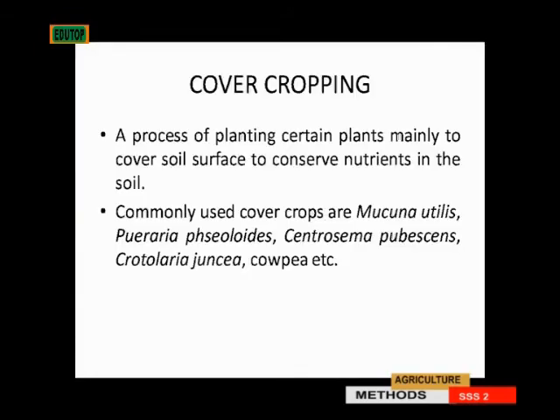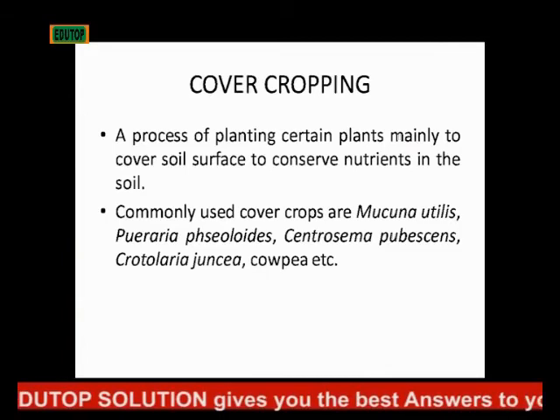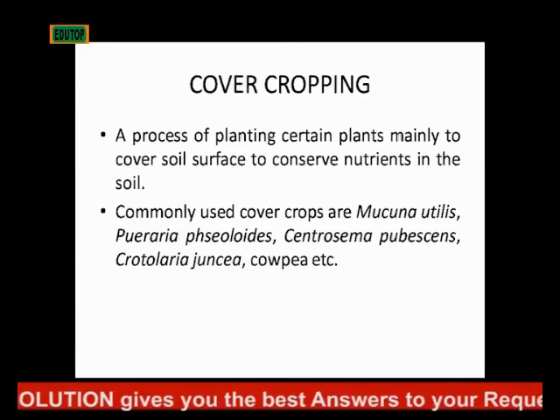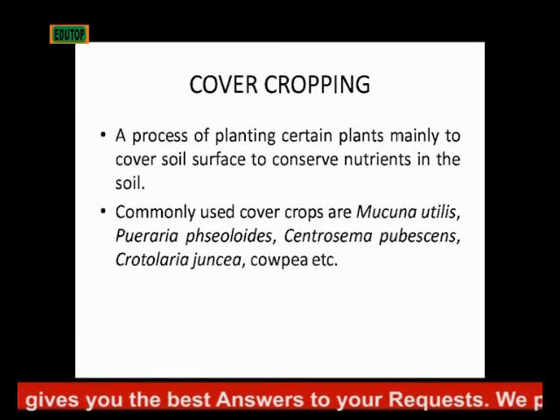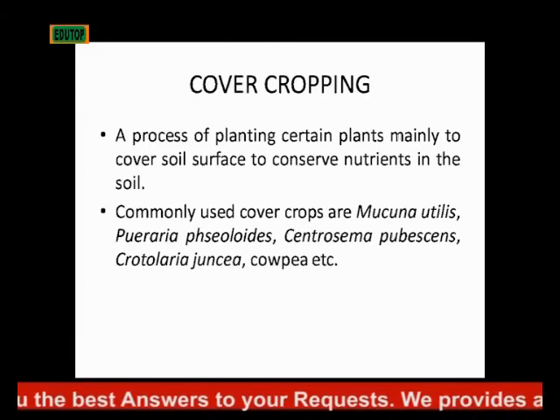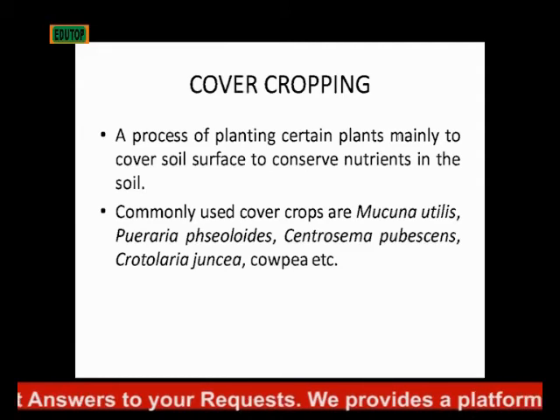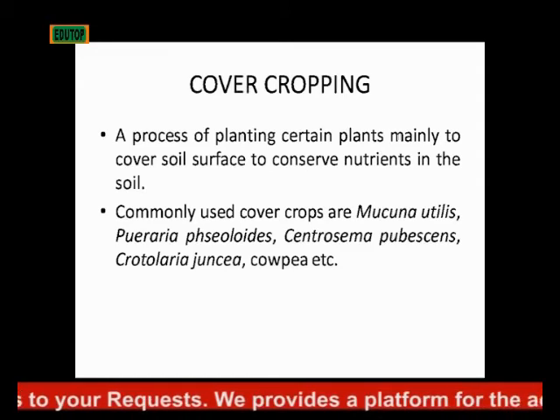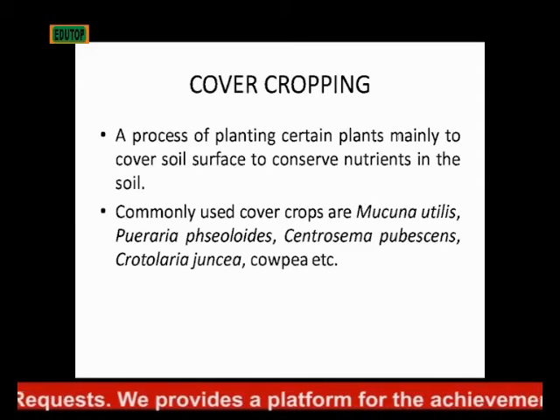Then the next way of replenishing nutrients in the soil is cover cropping. Cover cropping is a process of planting certain plants mainly to cover the soil surface to conserve nutrients in the soil. Commonly used cover crops are also leguminous plants, just as we used in plowing the other time that I mentioned to you.